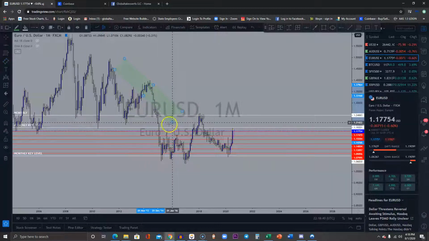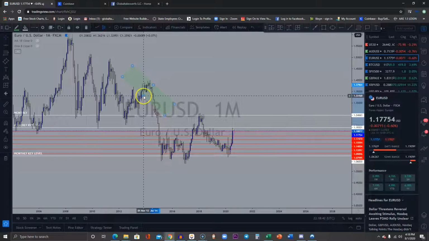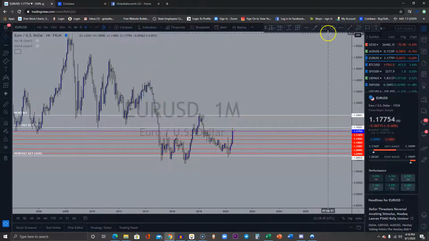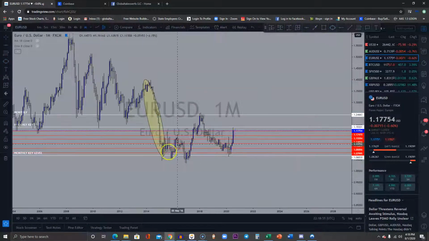Whoa, I've never used that tool before. I wanted to practice with it, some rectangle. Okay, well, I drew that wrong, so we'll just use this one. This one's a lot better. So there's that move. There's that move. And then there's this move here.